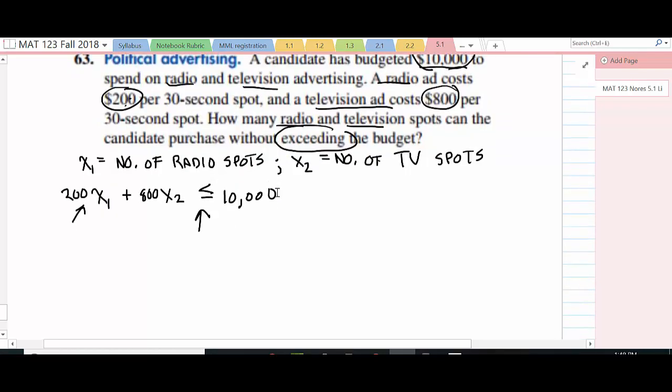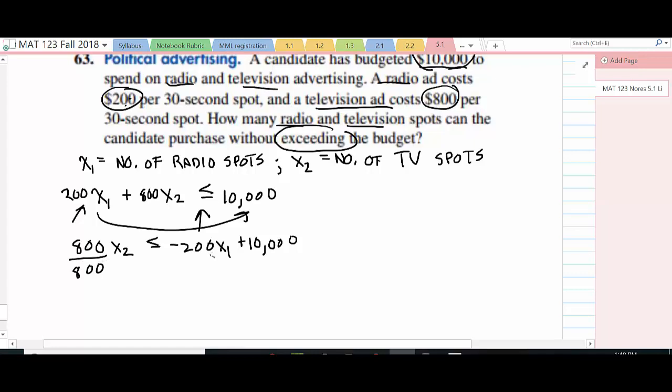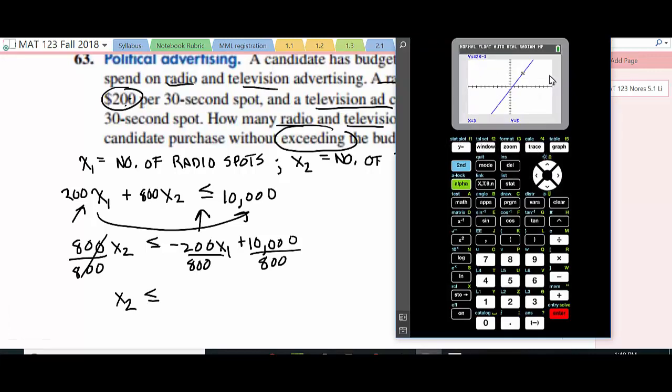Okay, now we're going to do this one on the calculator. So what I want you to do on this is we're going to solve this equation for X2, because I want to teach you how to do this on the calculator to finish up. So we're going to move this over here. So you'd have 800X2 less than or equal to negative 200X1 plus 10,000. And then I can divide everything by 800. And we can just use decimals on this one, and I'm fine if we just do that. So we would end up having X2 is less than or equal to negative 0.25 X1. You could do that on your calculator.